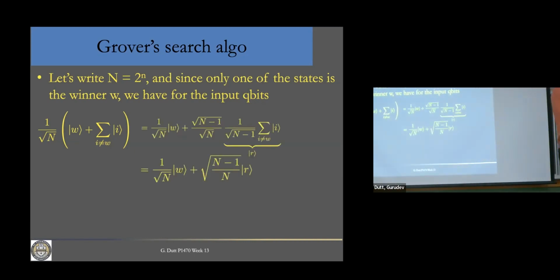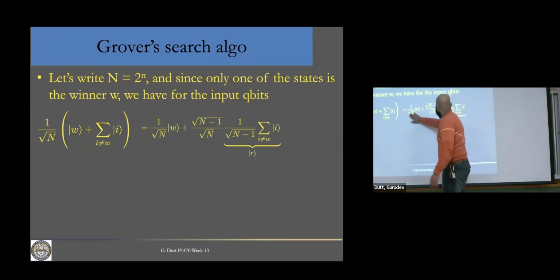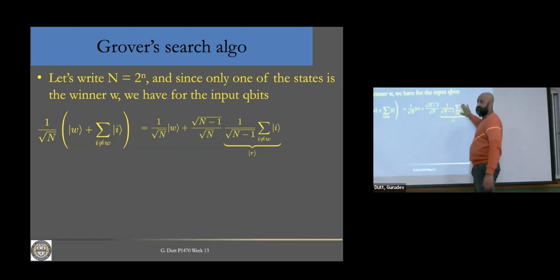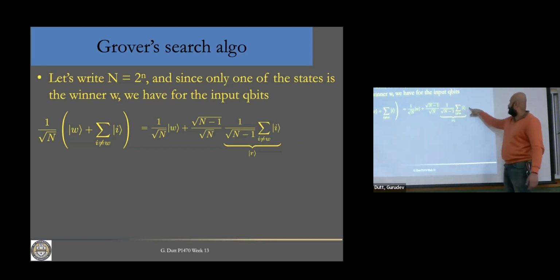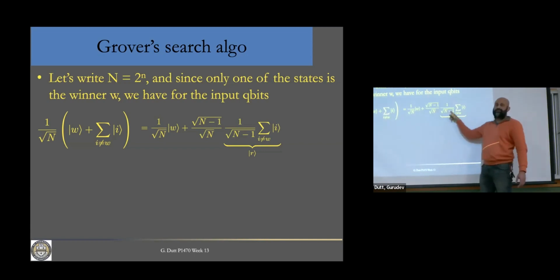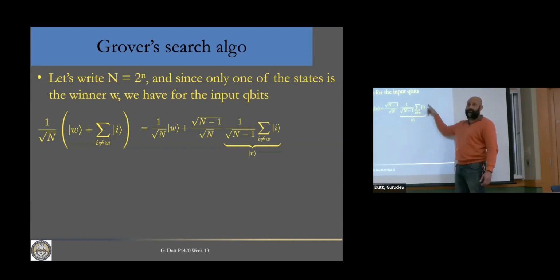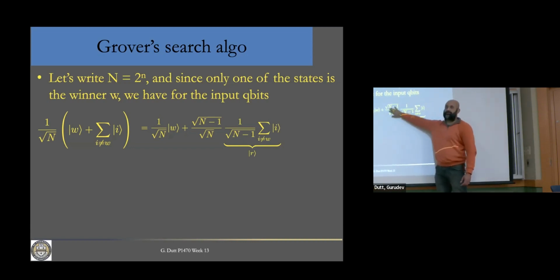So that means I can rewrite the superposition as 1 over square root of N times |W⟩ plus something times |I⟩, which is still 1 over root N times the summation over I not equal to W of |I⟩, and I'm now multiplying and dividing by the same factor, square root of N minus 1. And I'm going to call this factor, 1 over square root of N minus 1 times the summation over I not equal to W of |I⟩, as |R⟩. So all of this stuff here is just |R⟩ multiplied by some factor.